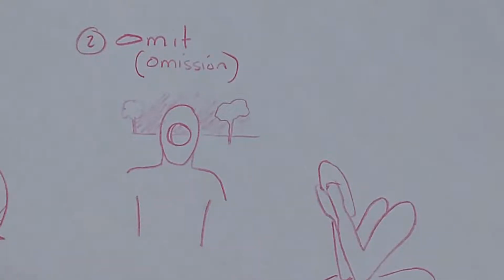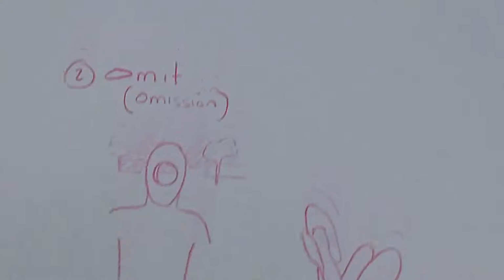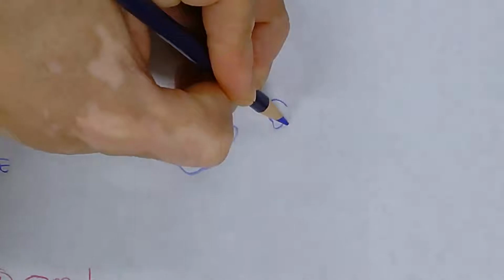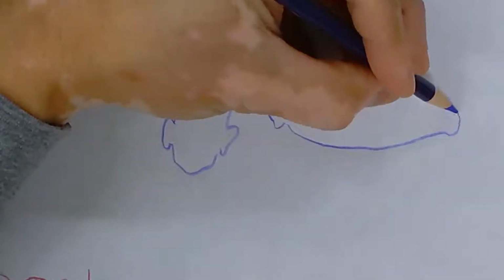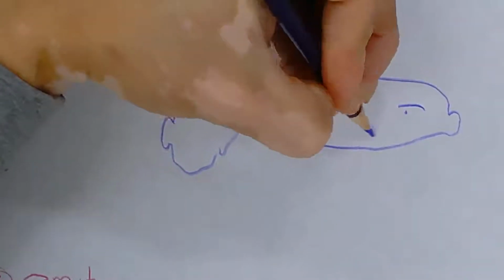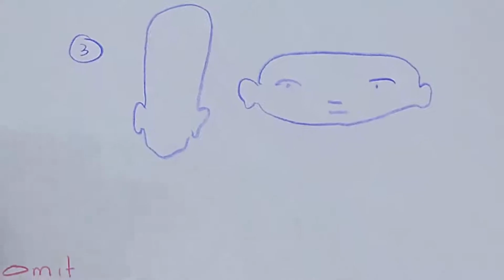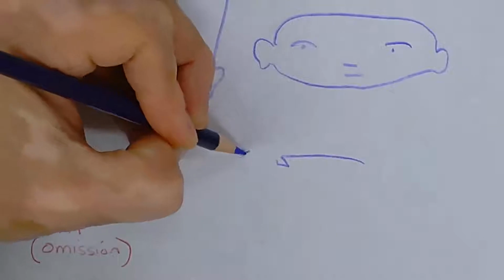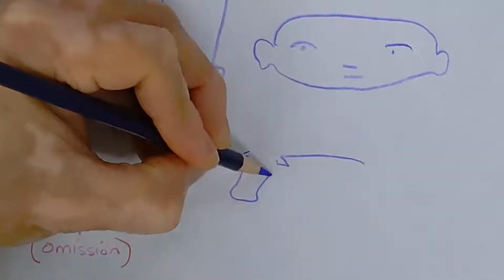Another example is exaggeration. So number 3, exaggeration. Cartoonists use it all the time. So you could exaggerate a head going this way. You can exaggerate someone's face going that way. So exaggeration is exactly that. It's adding details that are completely unrealistic.